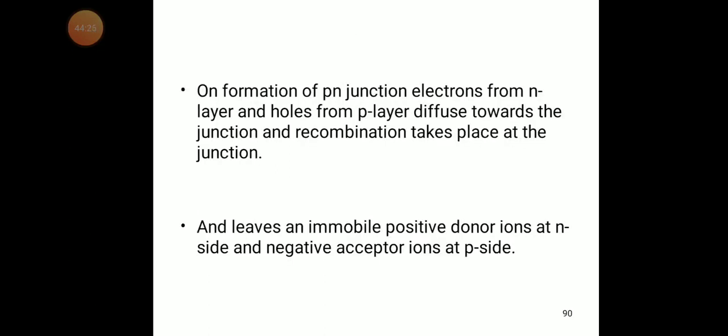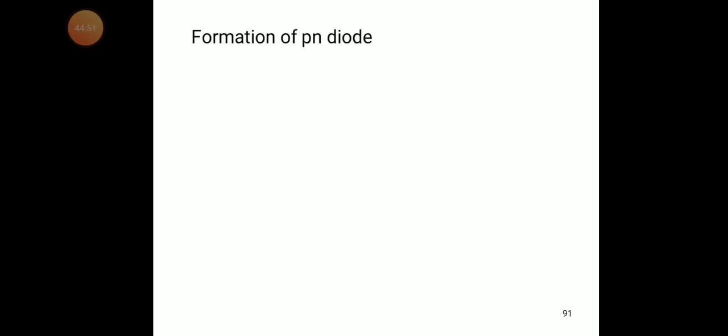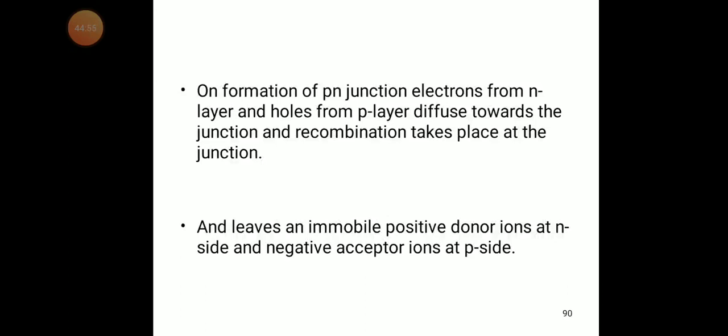On formation of the PN junction, electrons from the N layer and holes from the P layer diffuse towards the junction, and recombination takes place at the junction and leaves immovable positive donor ions at the N side and negative acceptor ions at the P side.